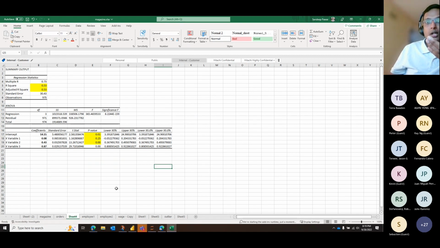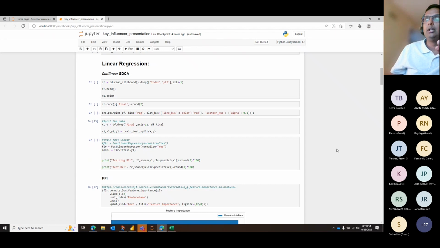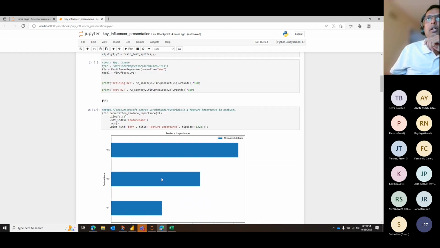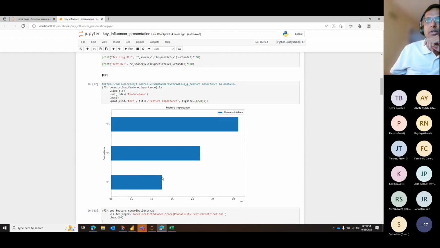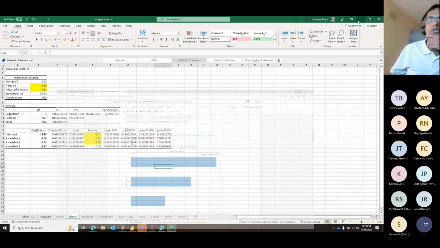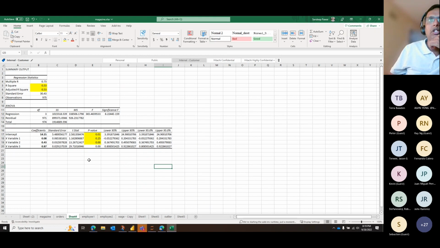Now, if you are familiar with Python, the analogous part in Python would be that you can create feature importances using Python or R, which is what I have here: year 3, year 2, and year 1. And year 3 is significantly higher compared to year 2. So you can do the exact same thing using Python or R as well.